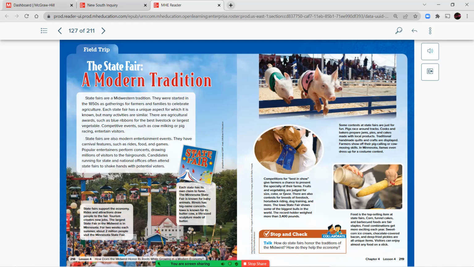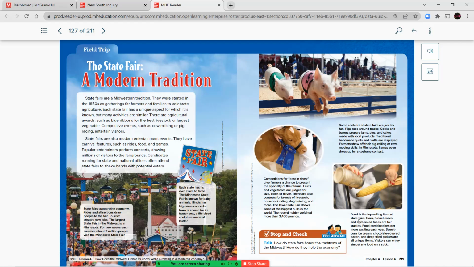Competitions for best in show give farmers a chance to present the specialty of their farms. Fruits and vegetables are judged for size, color, and flavor. There are also contests for breeds of livestock, horseback riding, dog training, and more. The Iowa State Fair shows some of the biggest bulls in the world, the record holder weighing more than 3,400 pounds.